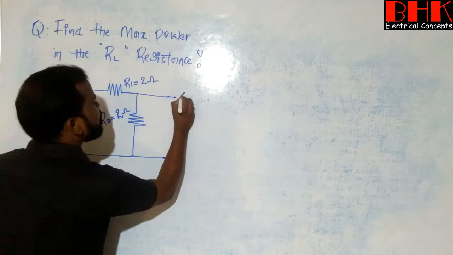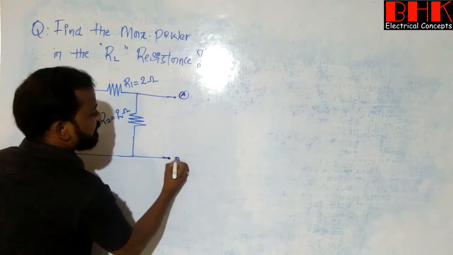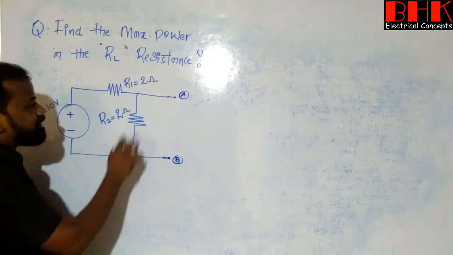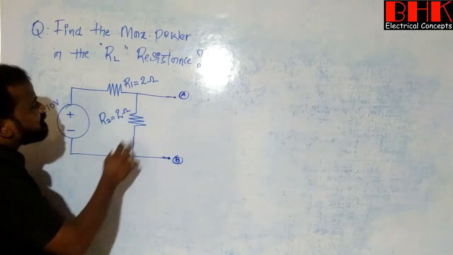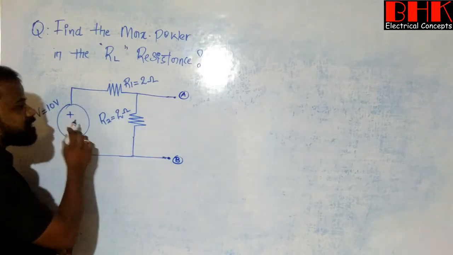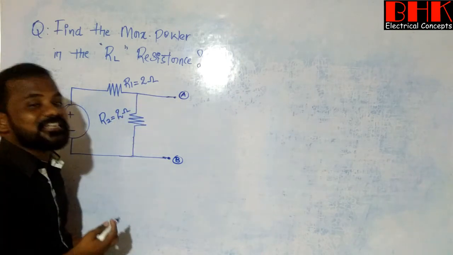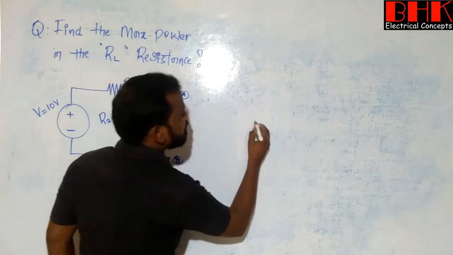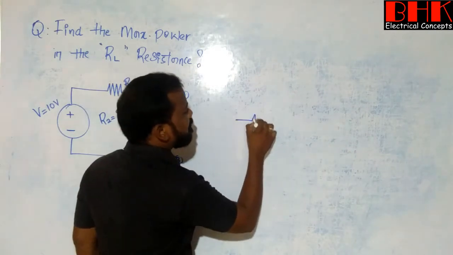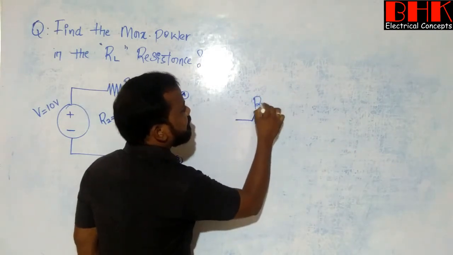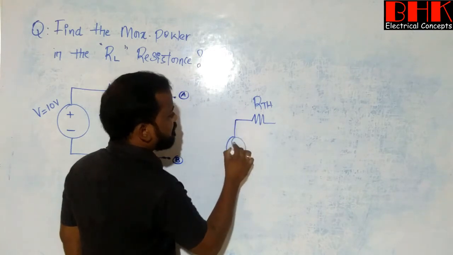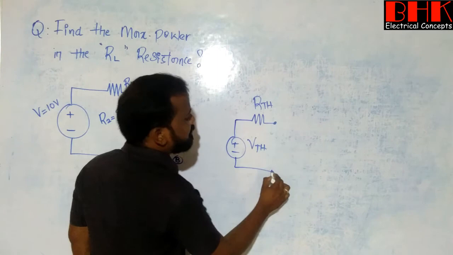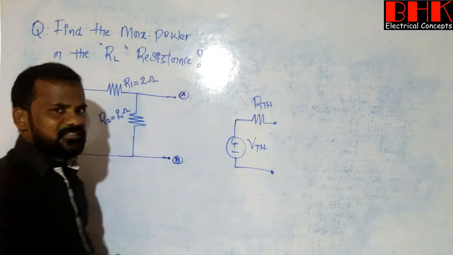Now we have terminal A and terminal B. Clear? Now we need to convert this remaining circuit. We need to convert this total remaining circuit into the equivalent circuit of Thevenin's theorem. Clear? So the equivalent circuit of Thevenin's theorem means we have Thevenin resistance and we have Thevenin voltage. Clear? So this is the equivalent circuit of Thevenin's theorem.